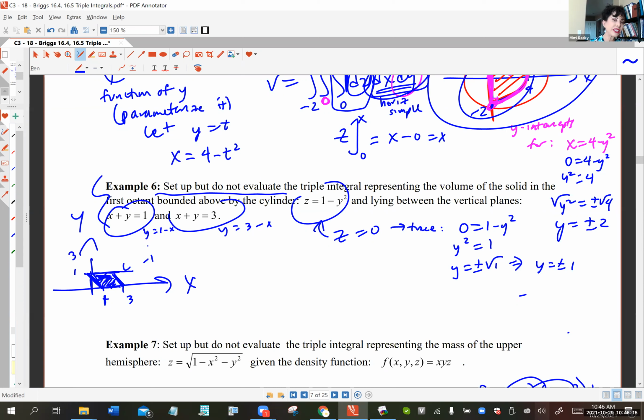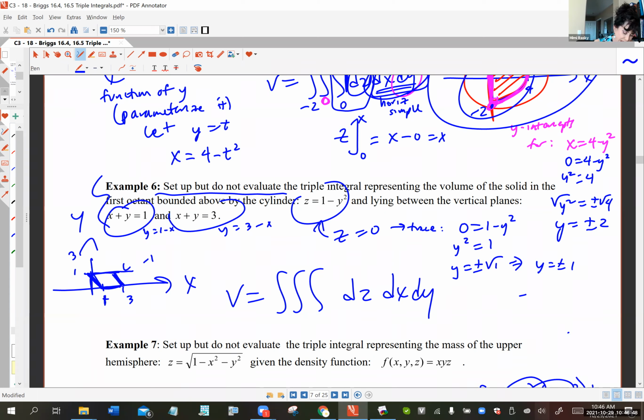Now, folks, if you did try to set this volume up using dy dx, you'd have to chop up this region into pieces, because there are 3 different upper and lower limits. So that's a poor choice. The better choice would be to pick dz dx dy, because this region is much better. You only need one single integral, not three separate triple integrals to do it.